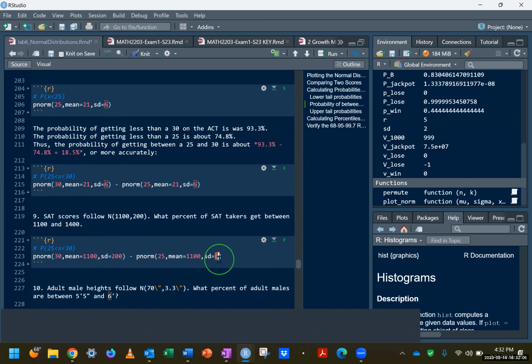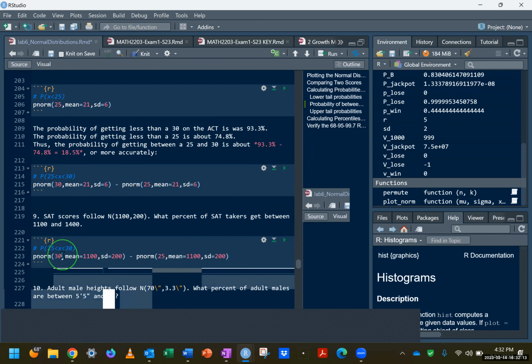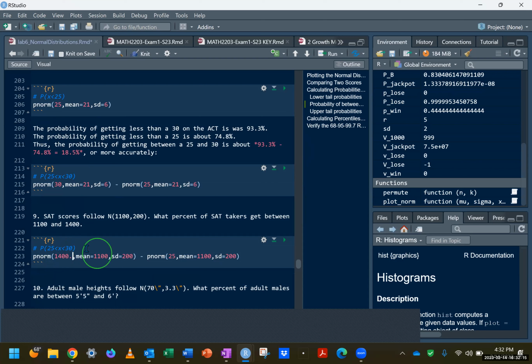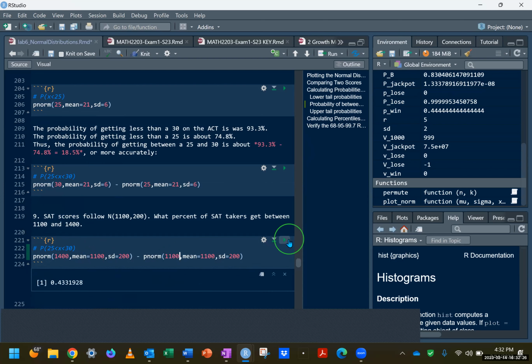Get those right. And we're wanting to know the probability of getting between 1100 and 1400. So 1400 goes on the right because that's going to be the bigger lower tail. And 1100 goes on the left. If you flip them, you'll still get an answer, but it will be a negative, and we usually don't want probabilities to be negative. We can't have negative probabilities.